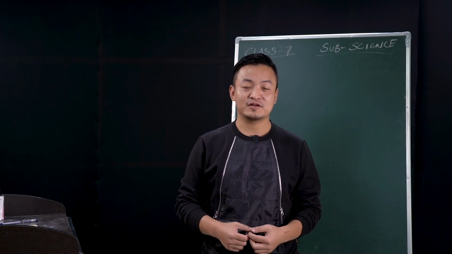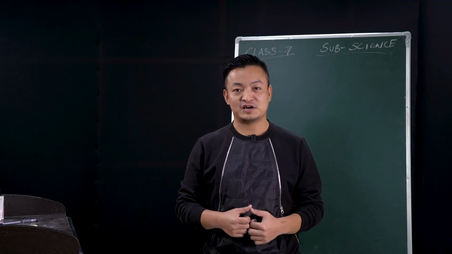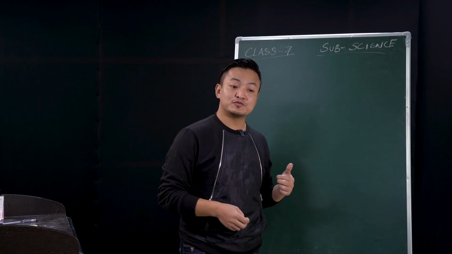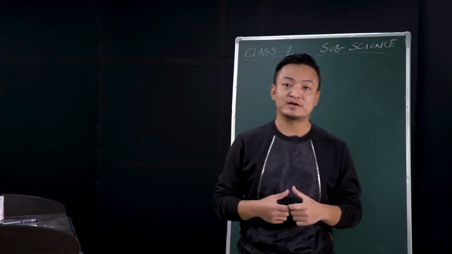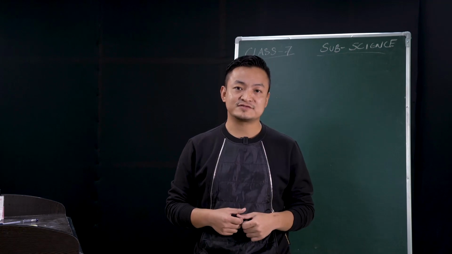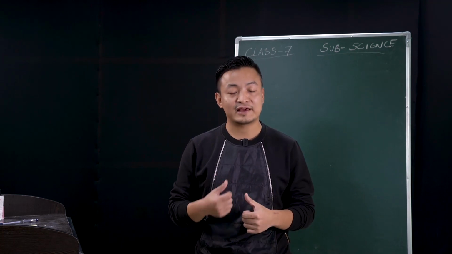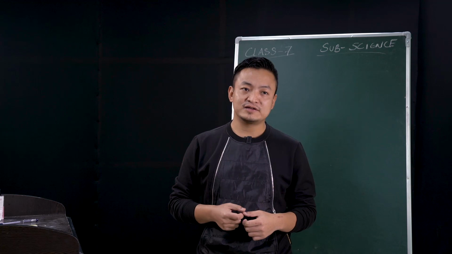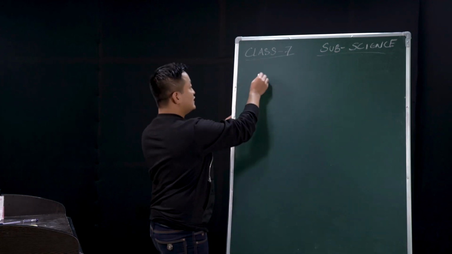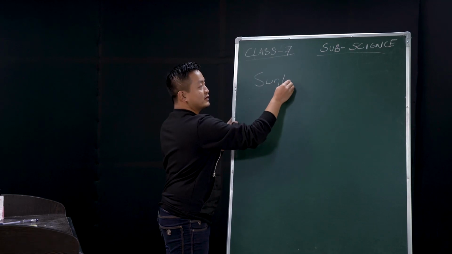Today we'll start a new chapter, chapter 9, and the name of the chapter would be soil. This is a very important chapter. But before we start the new chapter, we will finish a topic which is left from the last chapter that we have discussed, from light. We are left with one topic about sunlight, so we will quickly finish it.